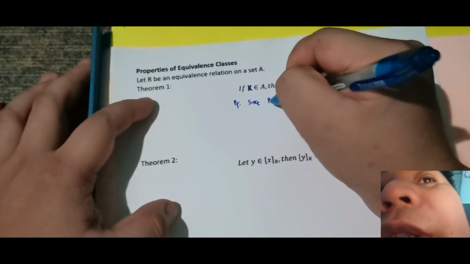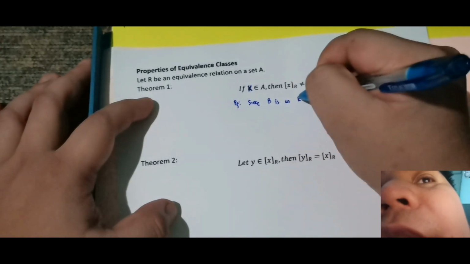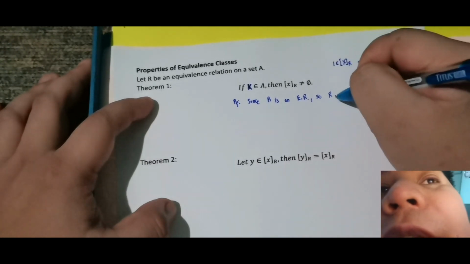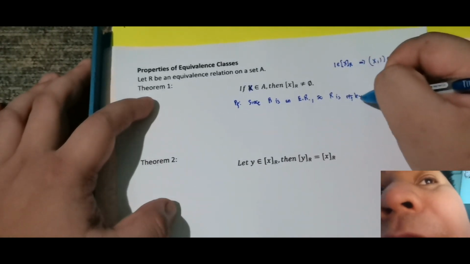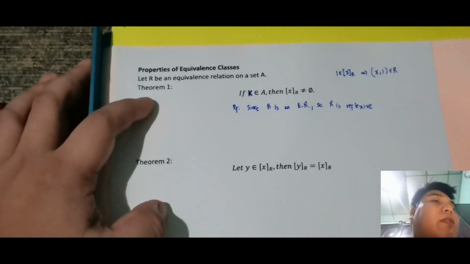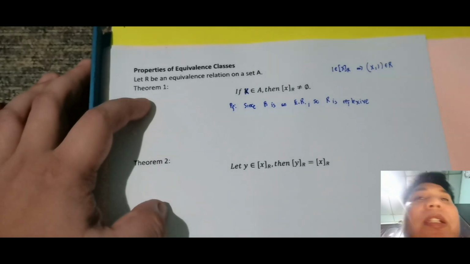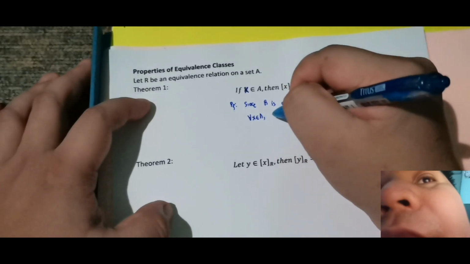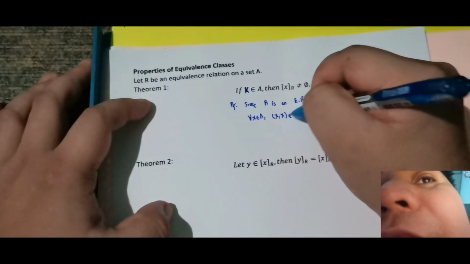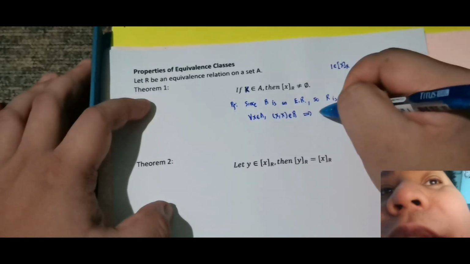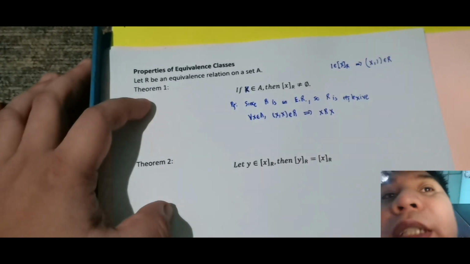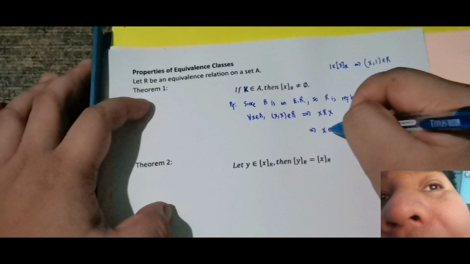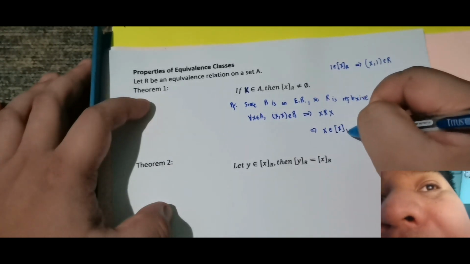Since R is an equivalence relation, R is reflexive. Since R is reflexive, for all x, element of A, x, x is an element of R, which implies that x is related to x. This implies that x is an element of the class represented by x.